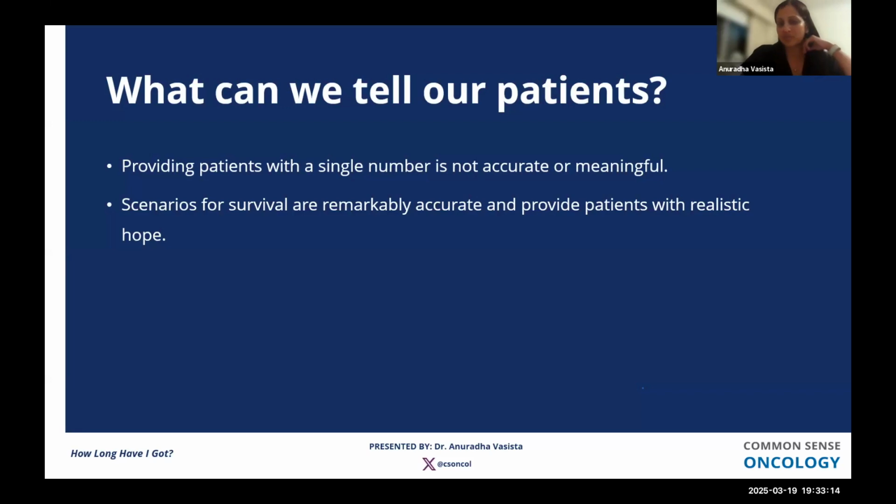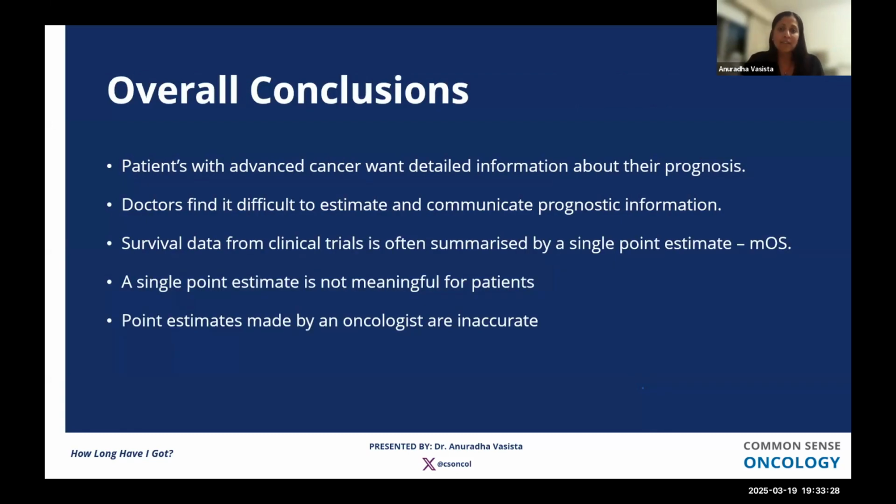And we know that providing one single number is not really very meaningful or very accurate. And we also know that scenarios for survival are accurate, and that's what patients want to hear as well. So overall conclusions as I wrap up, we know that patients with advanced cancer want detailed information about their prognosis, and that doctors find it difficult to estimate it for multiple reasons. And survival data from clinical trials is often summarized by a single point estimate, and that's not really that meaningful. And we know that when we make a point estimate, it's going to be wrong 2/3 of the time anyway.